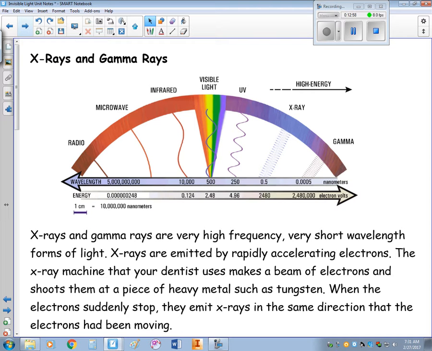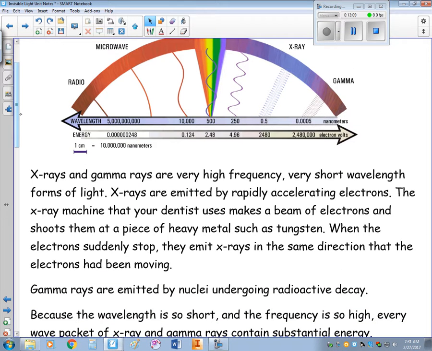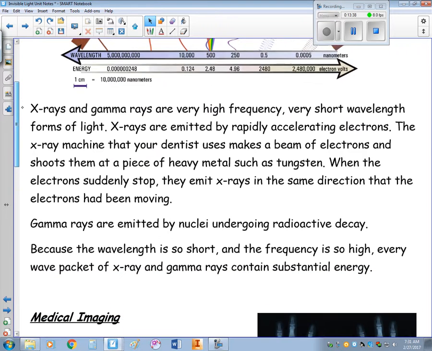On the other end of the spectrum, X-rays and gamma rays have very, very high frequency and very, very short wavelengths. But they're still light. They're just light we can't see. X-rays are emitted by rapidly accelerating electrons. The X-ray machine that your dentist uses makes a beam of electrons and shoots them at a tiny piece of heavy metal, like tungsten. When the electrons suddenly stop, because the tungsten stops them, they emit X-rays in the same direction that the electrons had previously been moving. So that's how X-rays are produced in medical offices.